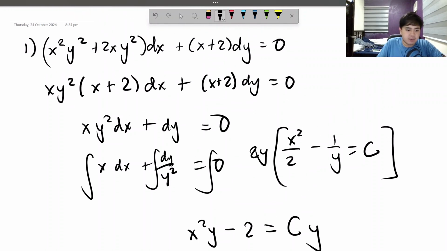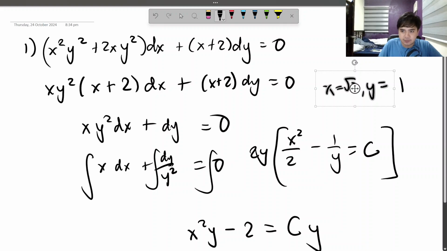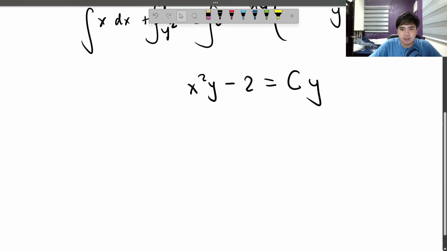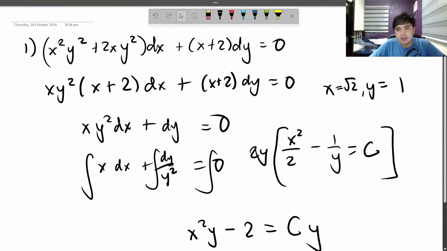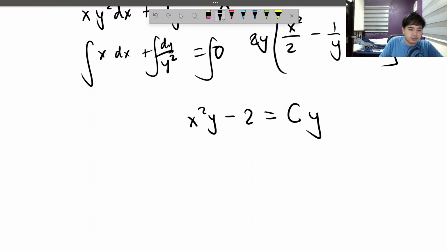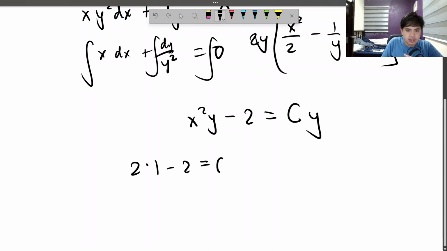Now here, I forgot to write, but there is the condition that x equals root 2, y equals 1. You can't see it. Can you? Move that. There you go. X equals square root of 2, y equals 1. So how do we find c? We would just substitute this into this. So square root of 2 squared is just 2. Y is just 1. Minus 2 equals c times 1.